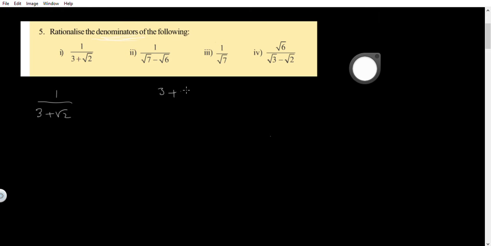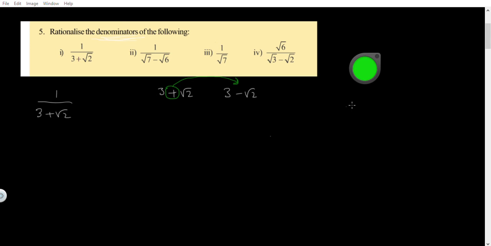3 plus root 2 I would like to take in the rough column and take its conjugate. That conjugate means 3 minus root 2. Here I have plus, right? I would like to highlight that so that you get an idea. Here I have a plus, so I will take its negative. Between 3 and root 2 I will take the negative, giving 3 minus root 2. Then 3 plus root 2 is a conjugate of 3 minus root 2.